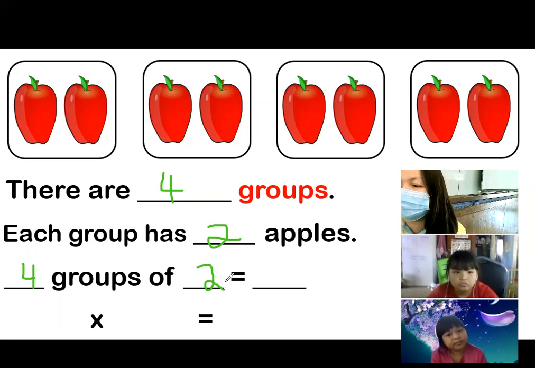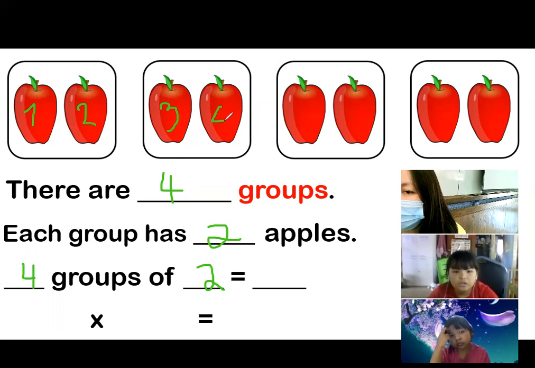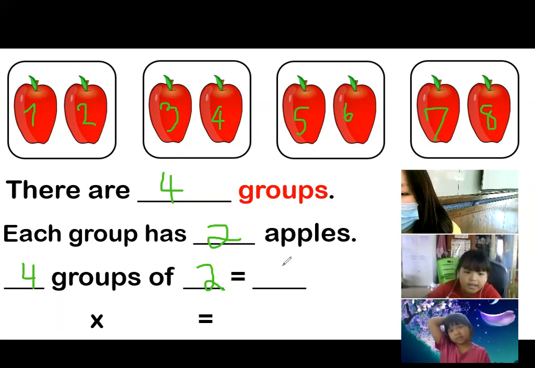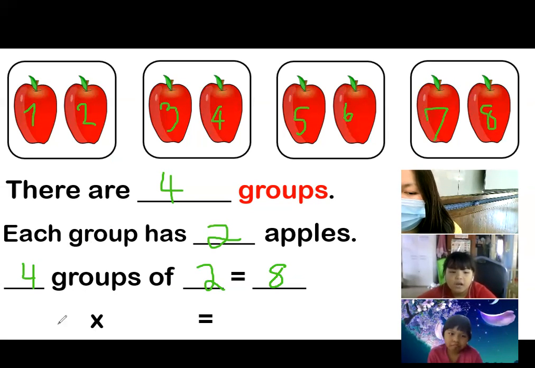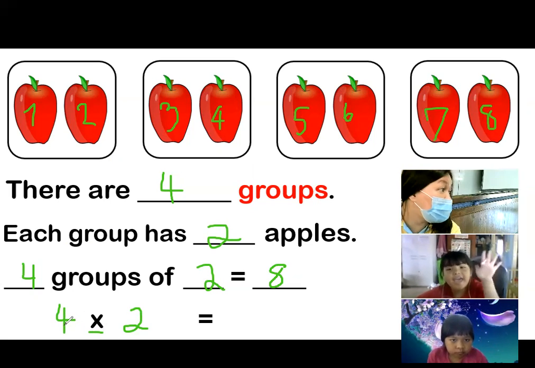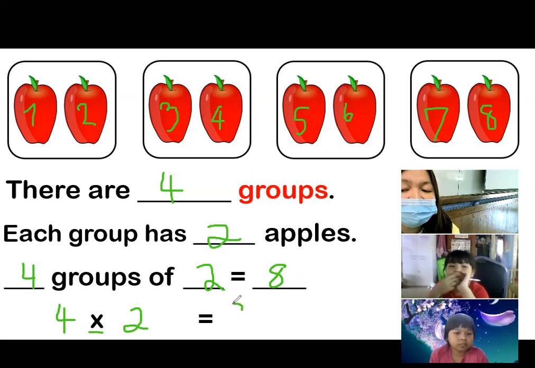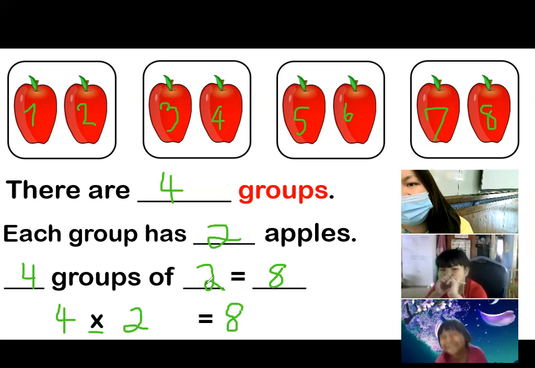How many apples altogether? 1, 2, 3, 4, 5, 6, 8. Okay, so there are 8 apples altogether. Next, what do we write in here? Times. 4. Okay, so we get 4 groups of 2, or we also read this as 4 times 2 is 8. Okay, very good.